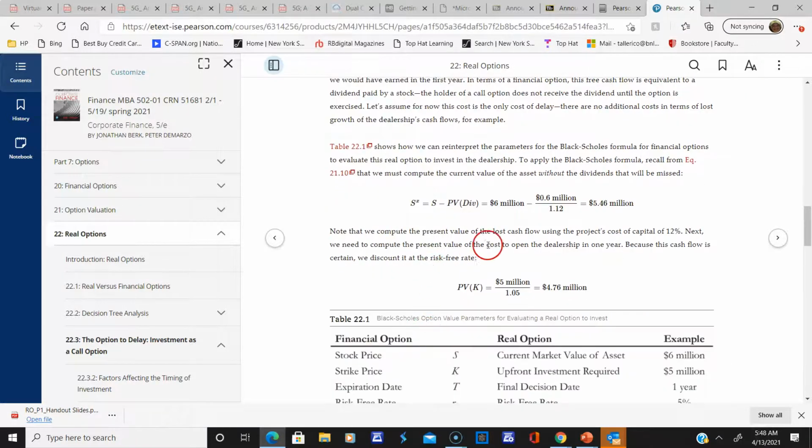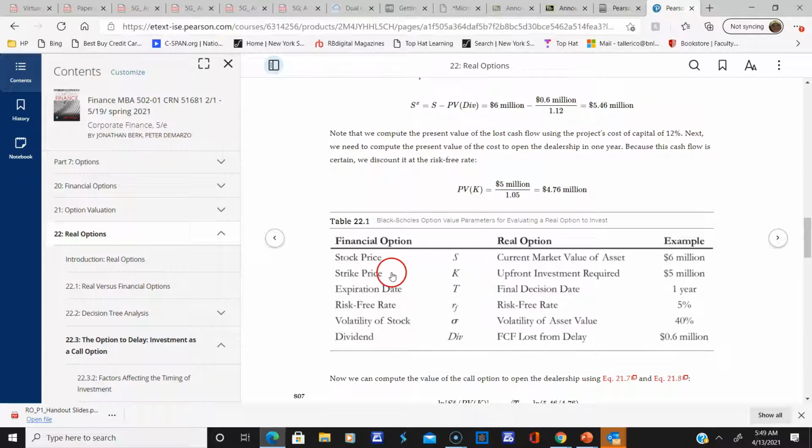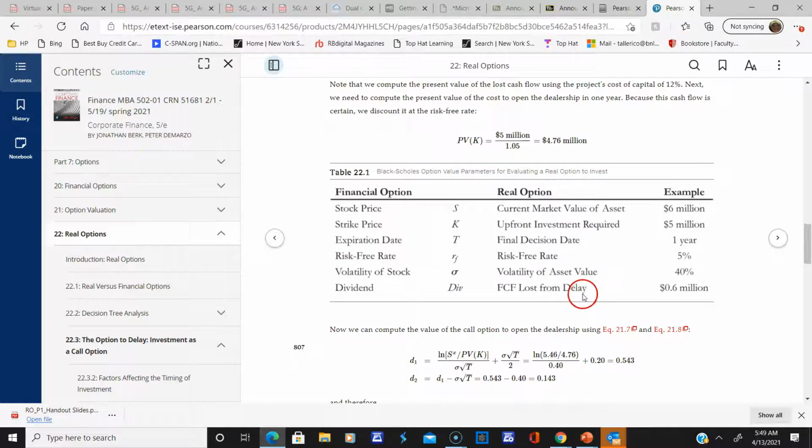Note that we compute the present value of the lost cash flow using the project's cost of capital, 12%. Next, we need to compute the present value of the cost to open the dealership in 1 year. Because this cash flow is certain, we discount it at the risk-free rate. So this is the present value of opening up the dealership, and this is the present value of the lost cash flows. This is a table from the Black-Scholes option model, and we're plugging in values for this real option. So we're equating this to a real option.